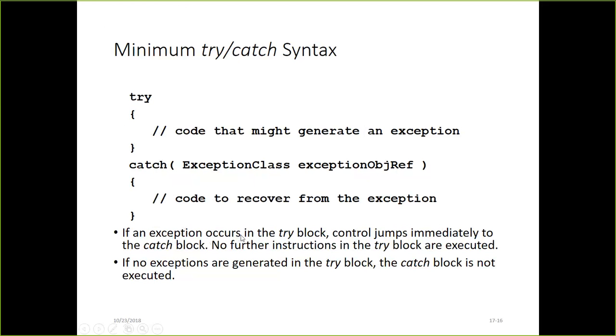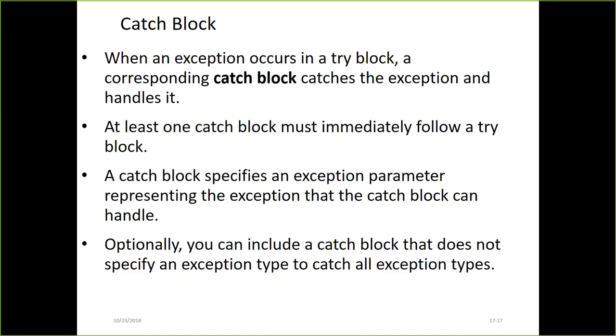If an exception occurs within the try block, control immediately jumps into the catch block. For instance, if your try block has some code and it finds an exception, it immediately jumps to the catch block without looking at the next statement in the try block. That means no further instructions in the try block are executed. If you have multiple lines of code within your try block and it finds an exception, the next instructions will not be executed. It will go to the catch statement, and after executing the catch statement, it will go to the next statement. I want to show this in a program instead of teaching this theoretically.